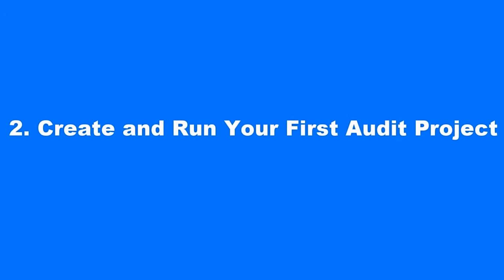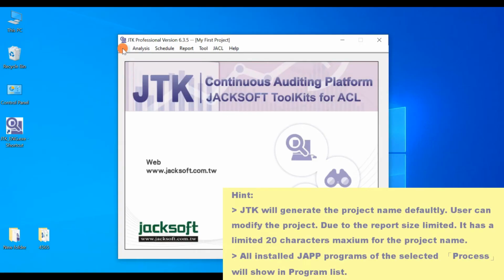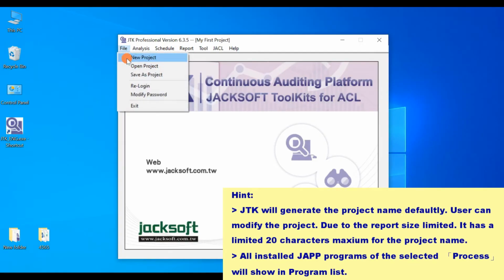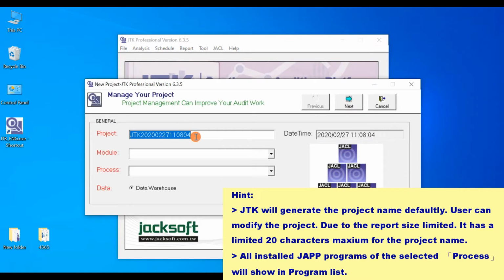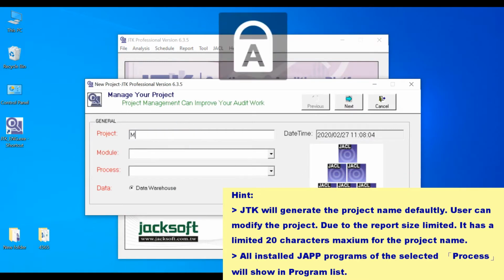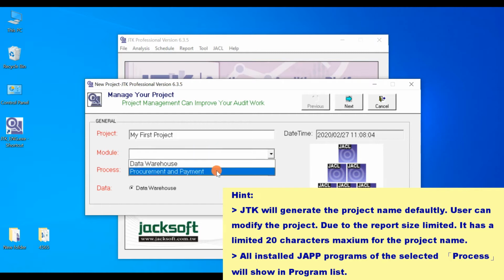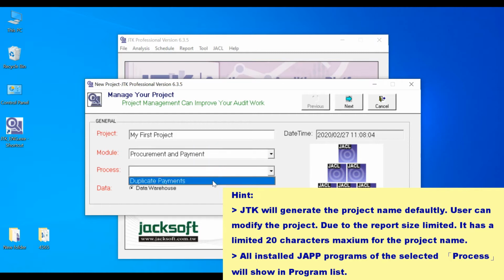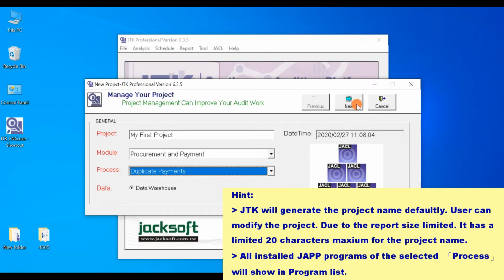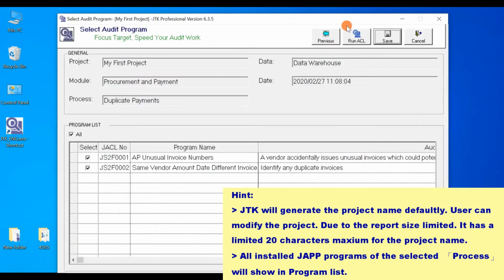2. Create and run your first audit project. Create a new project. 1. From the menu screen, select the File tab and click New Project function. 2. Enter project name. 3. Select module name. 4. Select process name. 5. Press Next. 6. Press Run ACL.